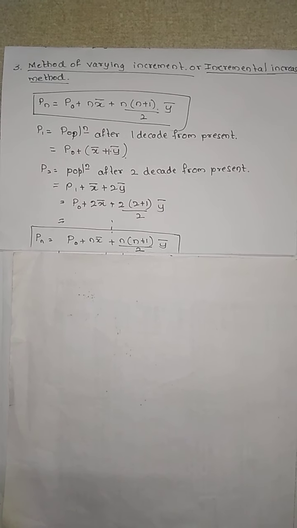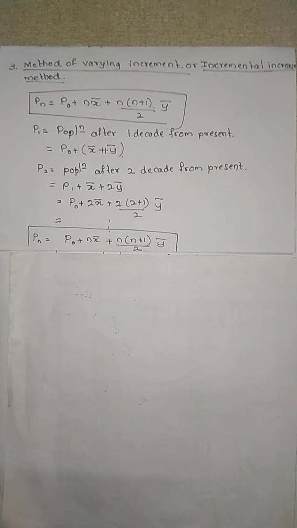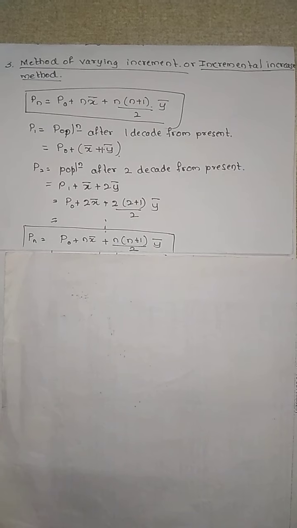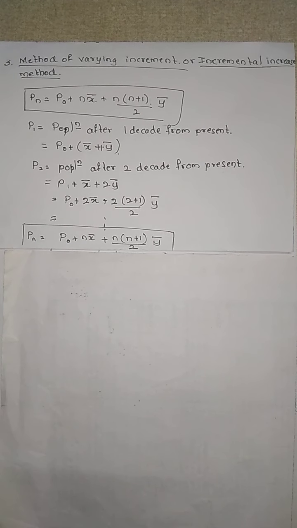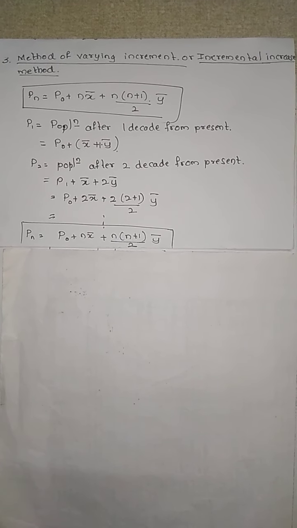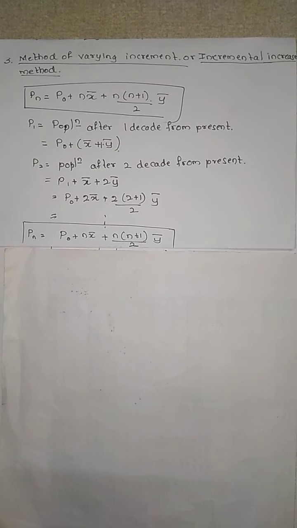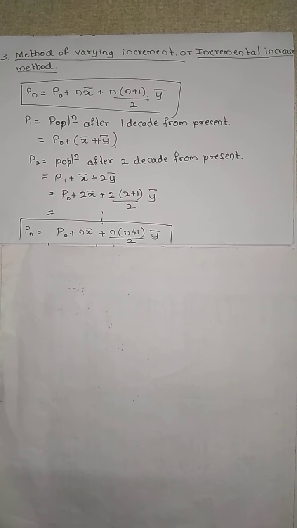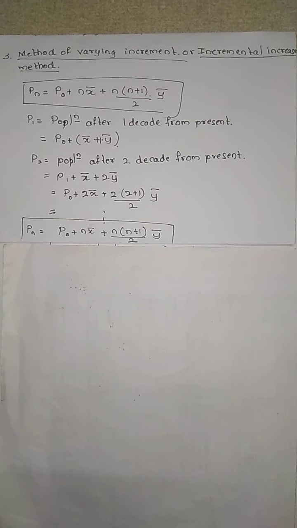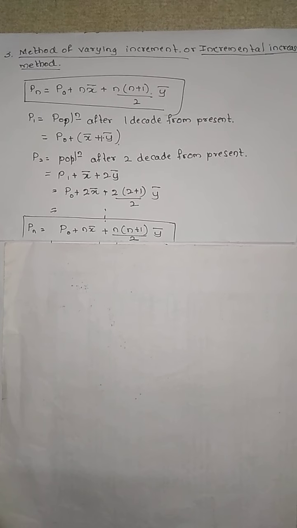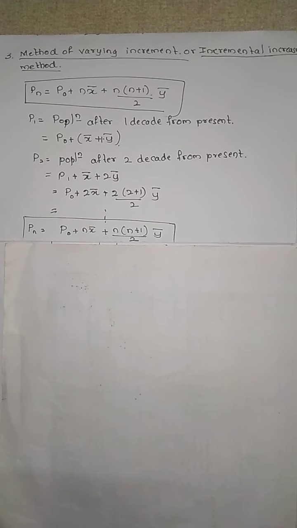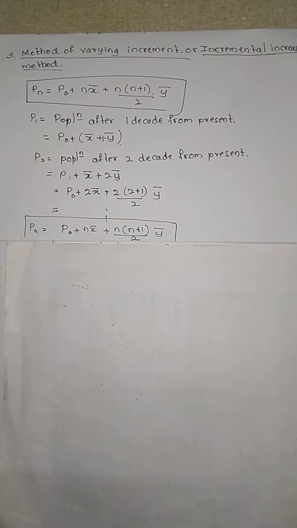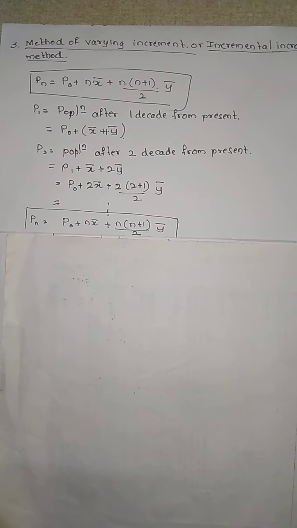As the name suggests, in the incremental increase method, the per decade growth rate is not assumed to be constant as in the case of the arithmetic or the geometric progression method. In this method, the growth rate progressively may either increase or decrease, depending upon whether the average of the incremental increases in the past is positive or negative.